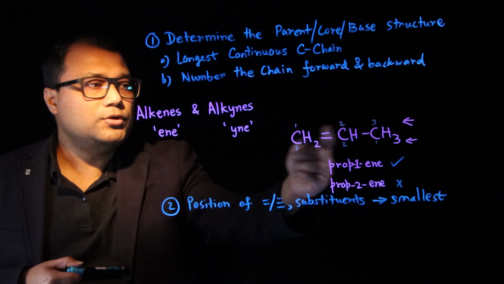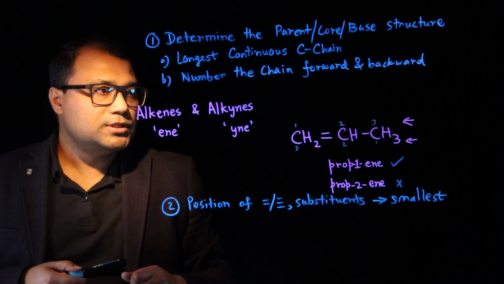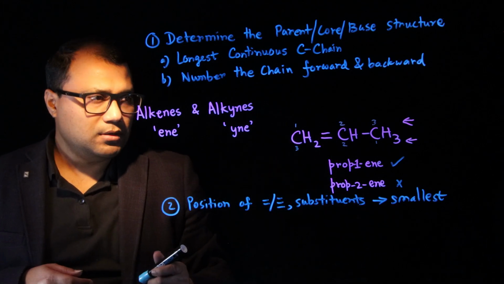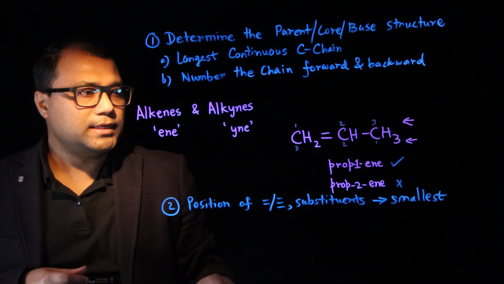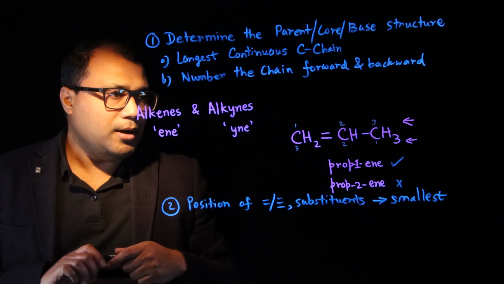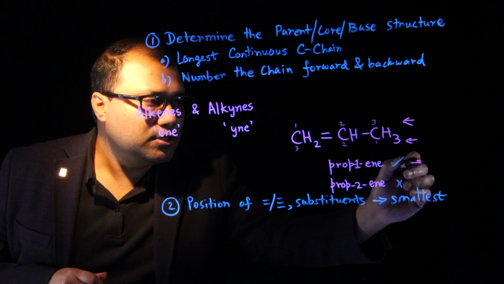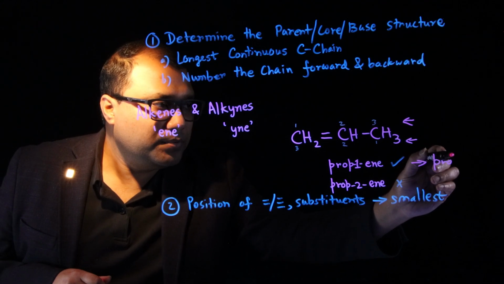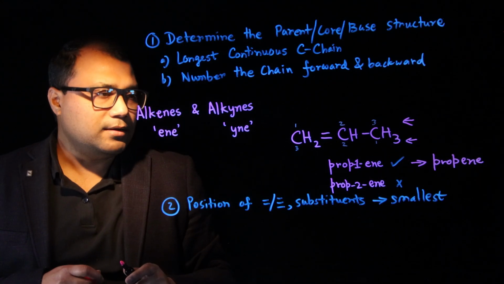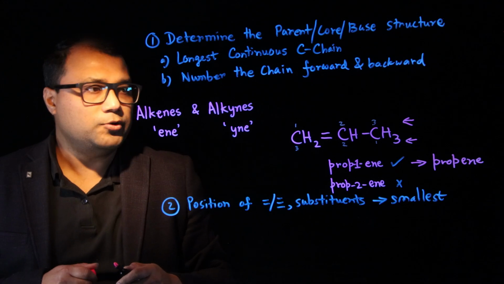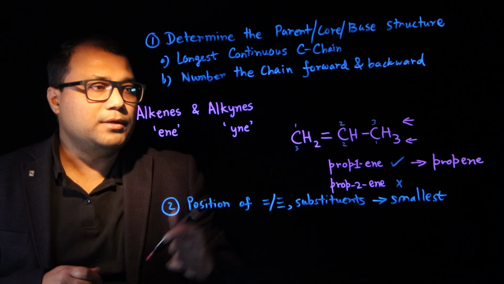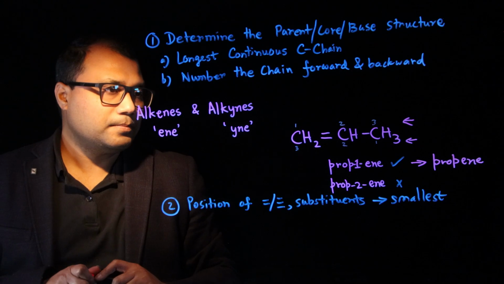That is the reason we do this numbering, to figure out which would give the smallest number to the position of a double bond in this case, or, as we will quickly learn next, substituents. That's how we take that into consideration. Now, prop-1-ene can actually be written as propene. The number doesn't really make sense here, so we can just eliminate it. It's not necessary to write it, because however way you look at it, in propene the double bond can only be at the first position.